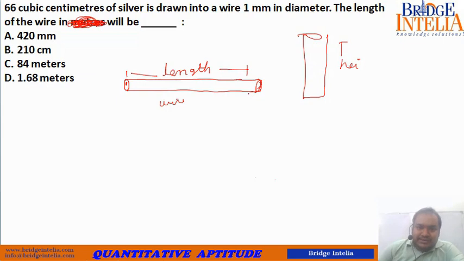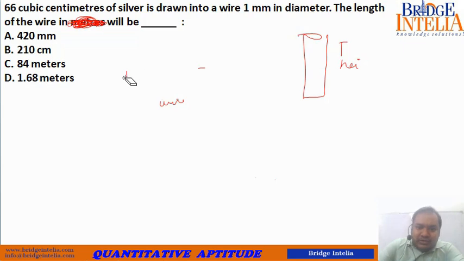So now coming to the question. Some metal has been drawn to form the wire. It means the volume of the metal used must be equal to the volume of the wire formed. So let us see.